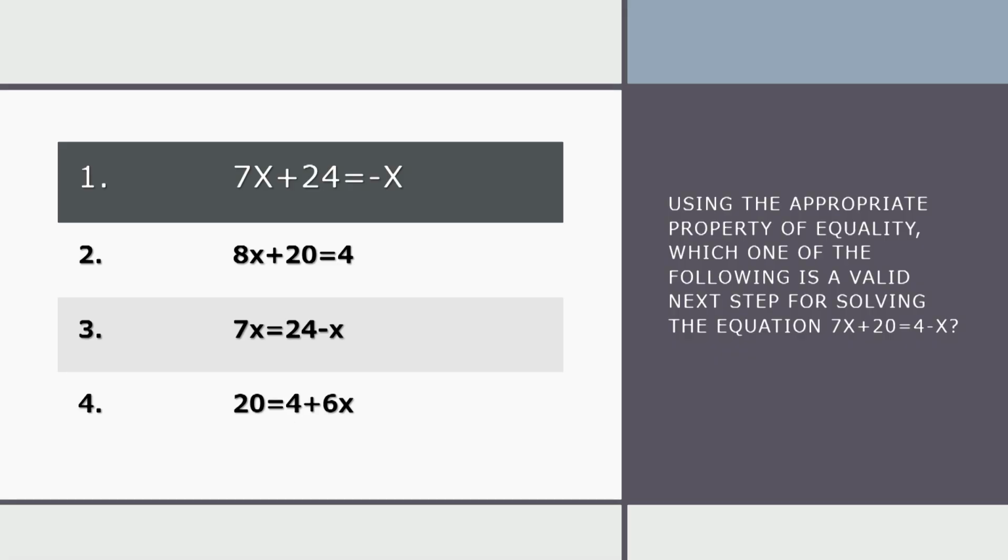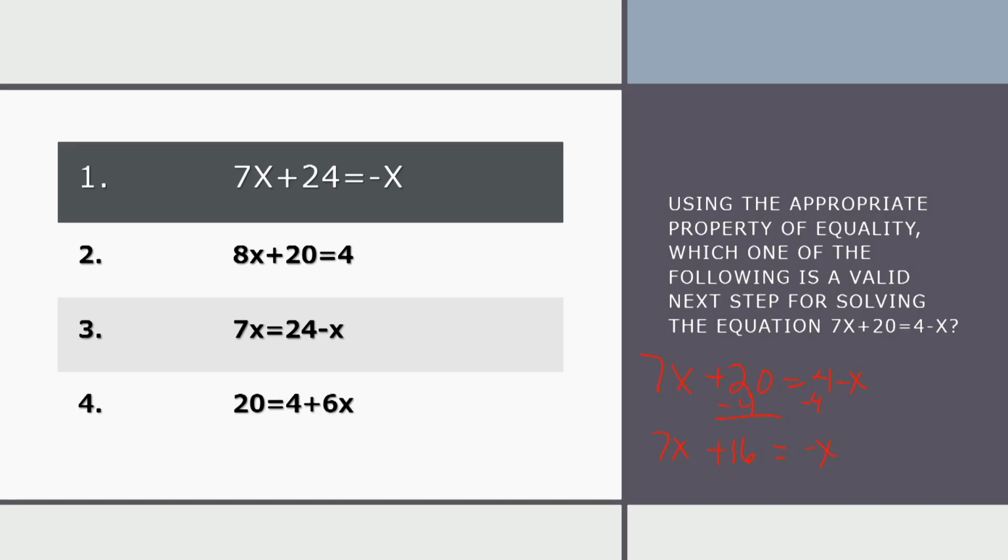Using the appropriate property of equality, which one of the following is a valid next step for solving the equation 7x plus 20 equals 4 minus x? So we're looking at this equation. Our first thing that we always want to do is get like terms together. So if I get my numbers together first, let's see what that would look like. I would subtract 4 on both sides. I have 7x plus 16 equals a negative x.